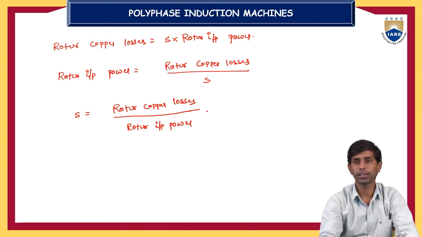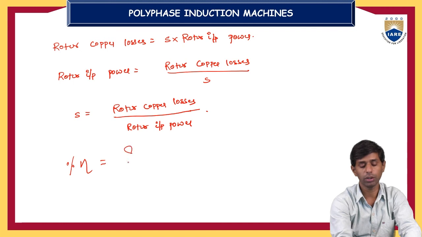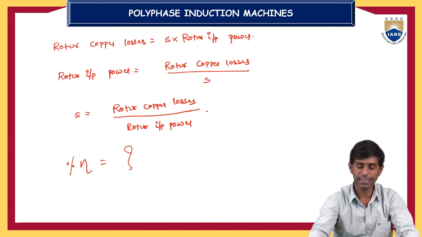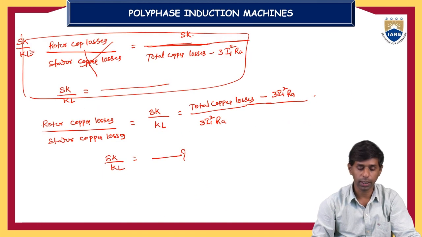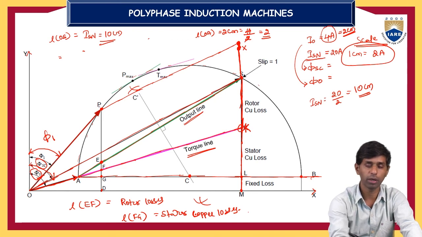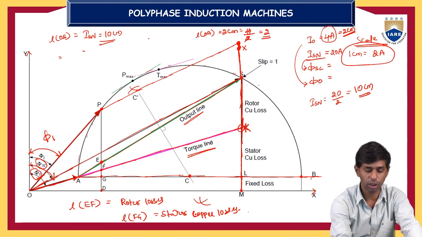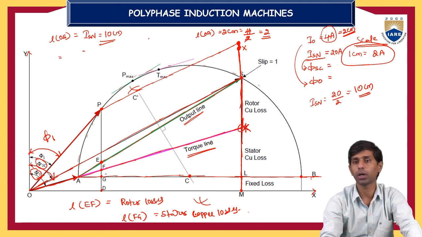And we know the input power from the circle diagram, we know the output power from the circle diagram, we know the losses from the circle diagram, we know the slip from the circle diagram. Then we can find out the efficiency of the induction motor as well. And this is all about how to draw the circle diagram for an induction motor. Here we clearly represented the efficiency is equal to PE by PD. So PE is the output power and PD is the input power. Next, the slip is equal to EF by PF, EF that is the rotor copper losses, by PF, that is the rotor input power.